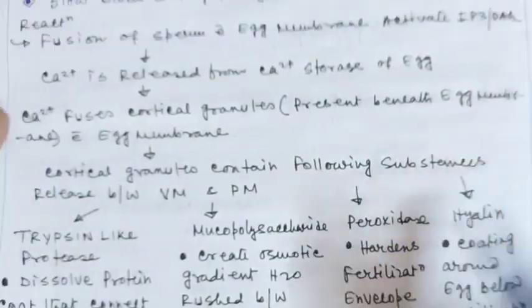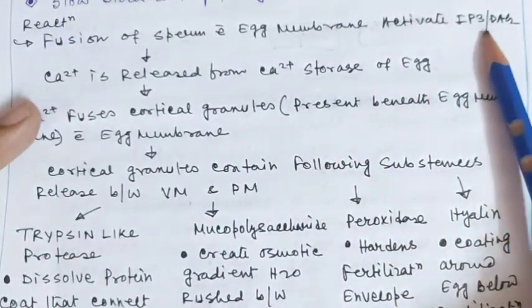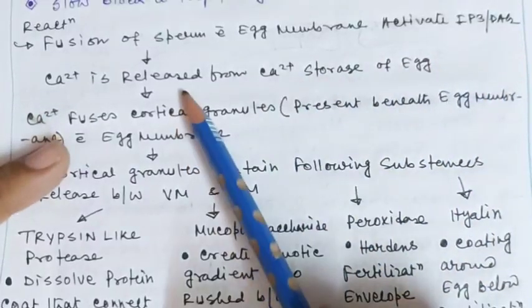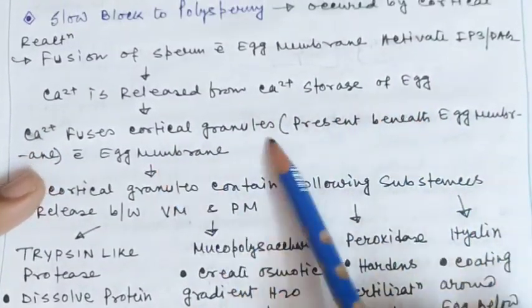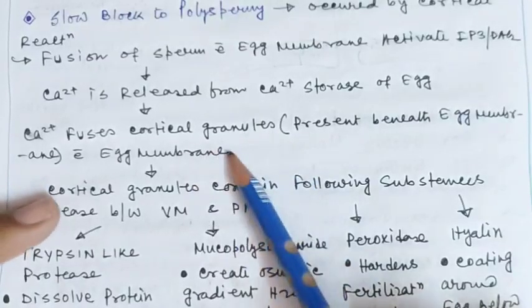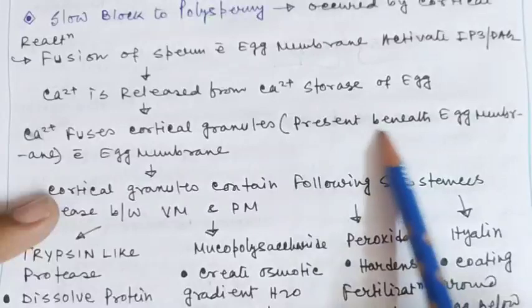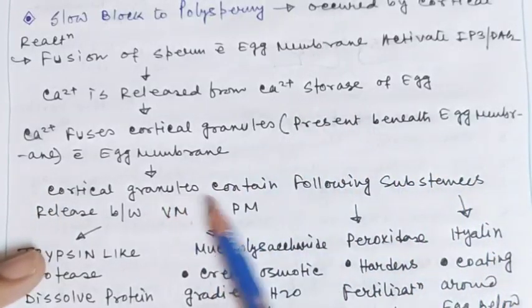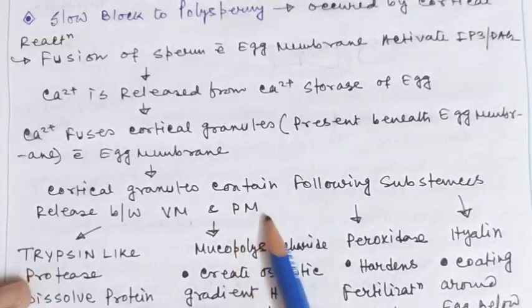The fusion of the sperm and the egg membrane activates IP3 and DAG. These are a kind of second messenger, and calcium is released from the calcium storage of the egg, and the calcium fuses the cortical granules with the egg membrane. Okay, so these cortical granules are present beneath the egg membrane before fertilization, and they contain the following substances, released between the vitelline membrane and the plasma membrane.